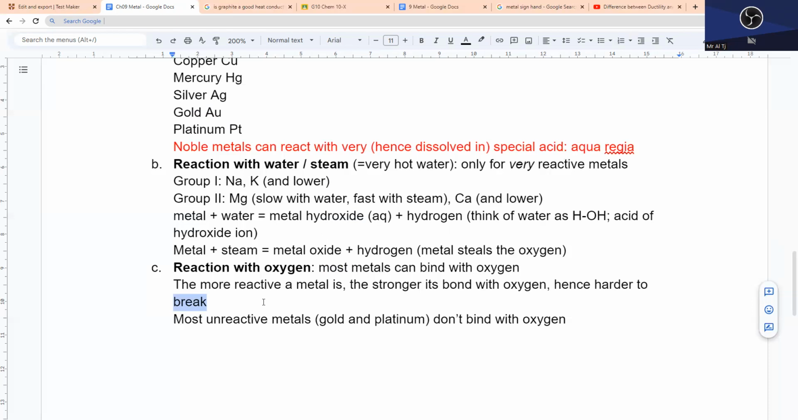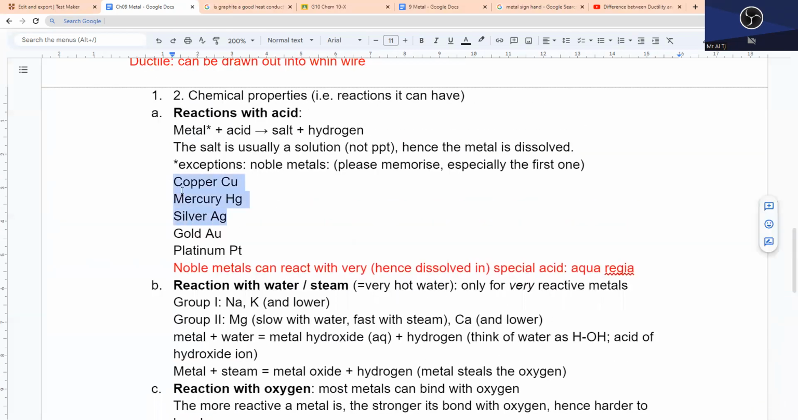Of course, it means that the less reactive metals, the noble metals, will resist bonding with oxygen. Well, in fact, 3 of them do make a bond with oxygen, but it's going to be a weak one. What do we mean by weak? Later. But for now, we can think that gold and platinum don't make bonds with oxygen, which is very good.